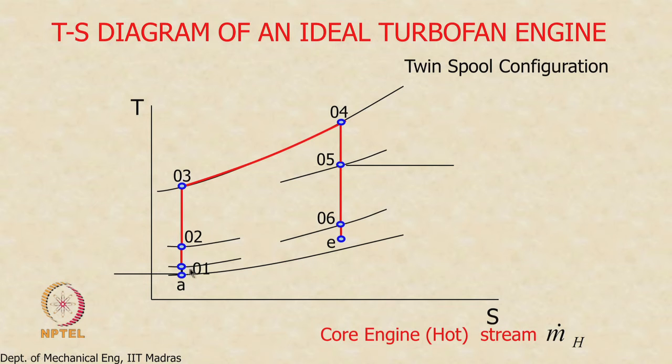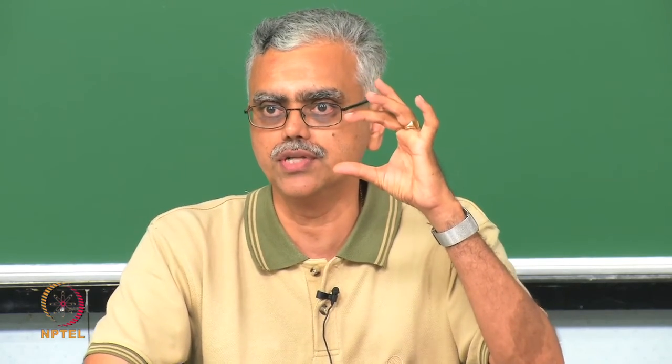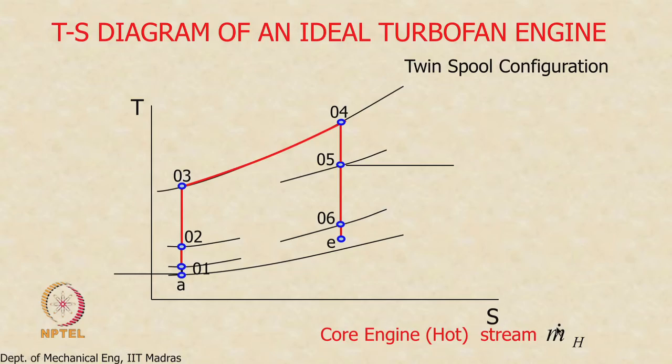So what we are seeing here, which is indicated in red, is the thermodynamic process that an amount of air, mass flow rate of air m dot h, will go through. There is a new difficulty here in depicting processes on this TS diagram, because the mass flow rate is different between the core engine stream and the fan stream, and mass flow rate is not something that we can indicate on this diagram. So you have to be extremely careful in interpreting enthalpy changes on this diagram. m dot h is the mass flow rate of air that goes through the core engine.